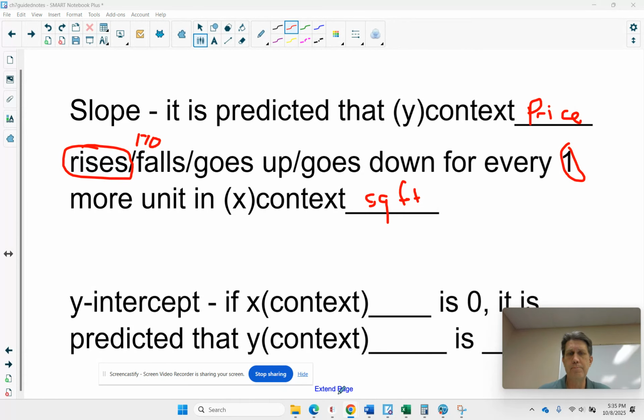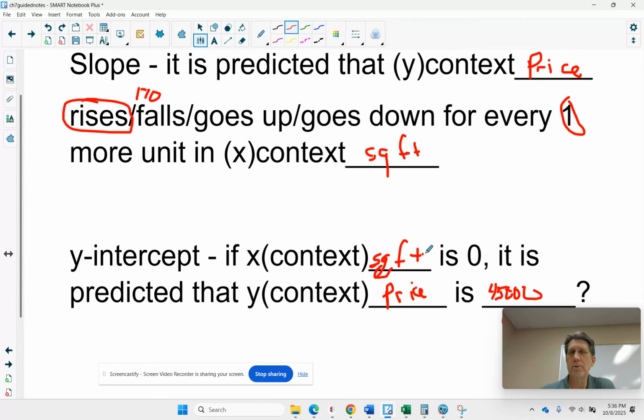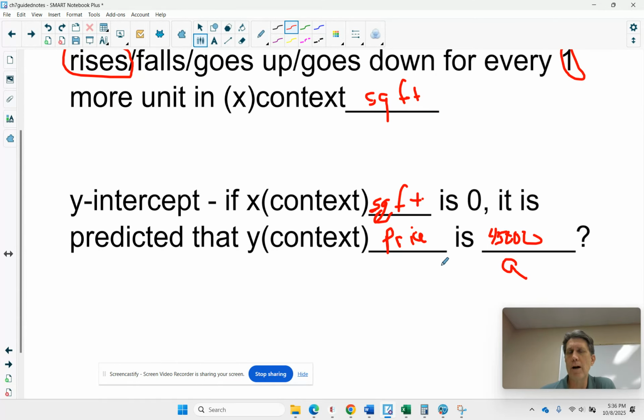All right, now the y-intercept: if x is 0, whatever the context. In our case, it was the square feet. If the square feet were 0, it is predicted that y in context, well, what is y? The price is, and then it's going to have some value that you would get when you put it in there. And that always happens to be your a value. That is your y-intercept.